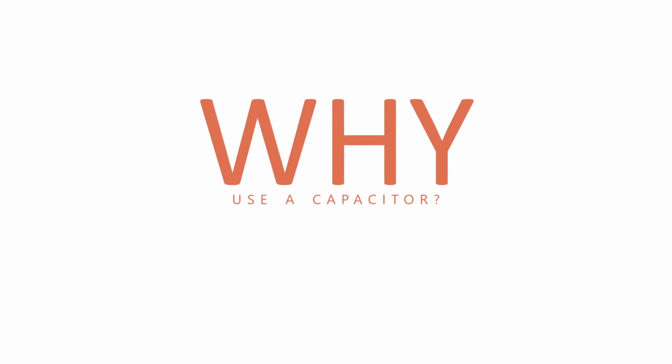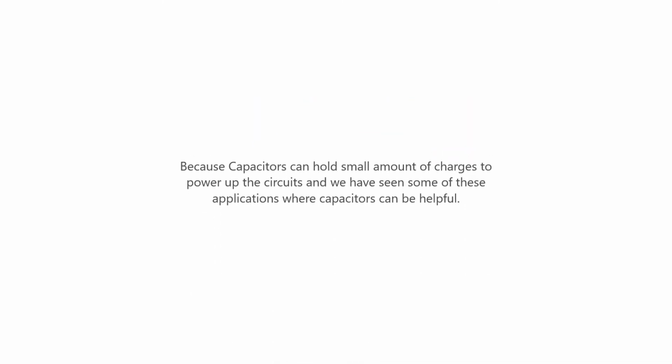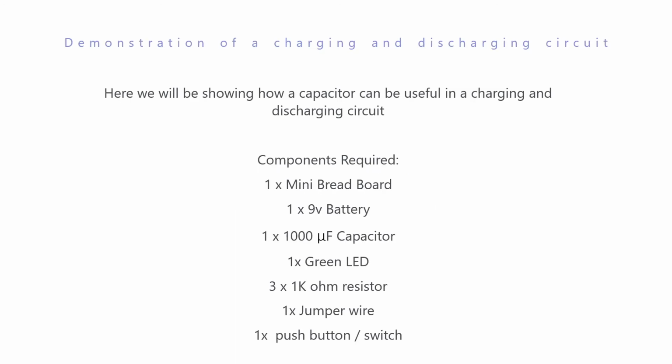Let's now take a look at why we use capacitors. We use capacitors because they can hold small amounts of charge to power up circuits, and we've seen some of these applications where capacitors can be really helpful. Now, let us take a look at a demonstration of a charging and discharging circuit using a capacitor. Here, we will be showing you how a capacitor can be useful in a charging and discharging circuit.